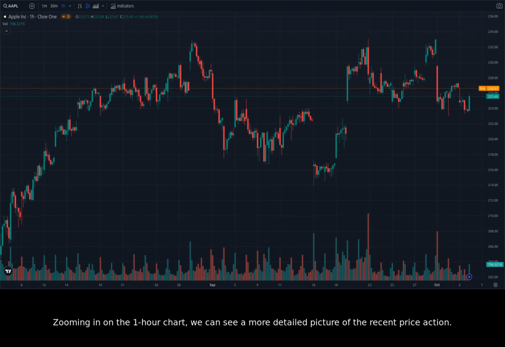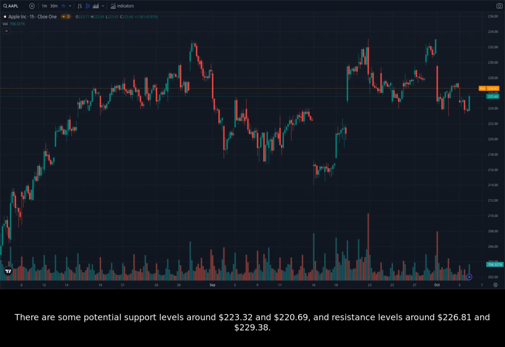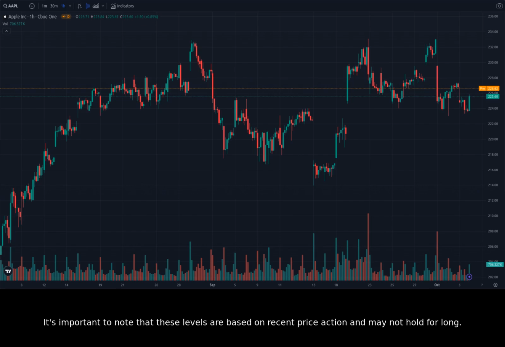Zooming in on the 1-hour chart, we can see a more detailed picture of the recent price action. The stock has been trading in a tight range over the past few days, with some volatility. There are some potential support levels around $223.32 and $220.69, and resistance levels around $226.81 and $229.38. It's important to note that these levels are based on recent price action and may not hold for long.